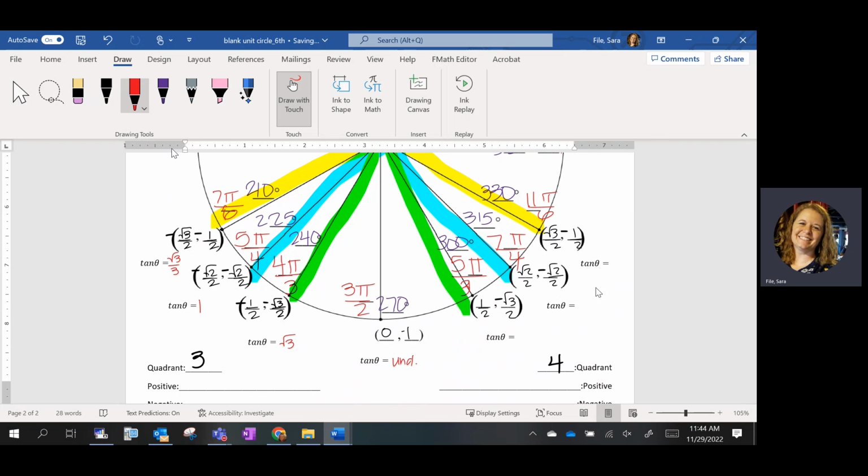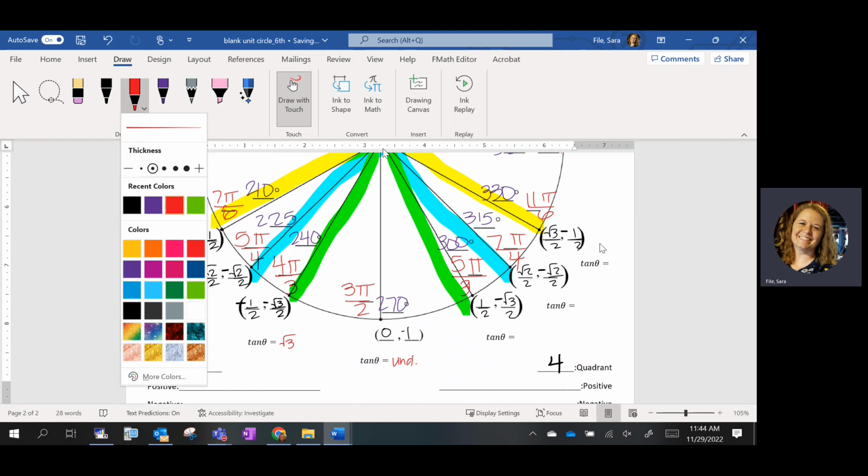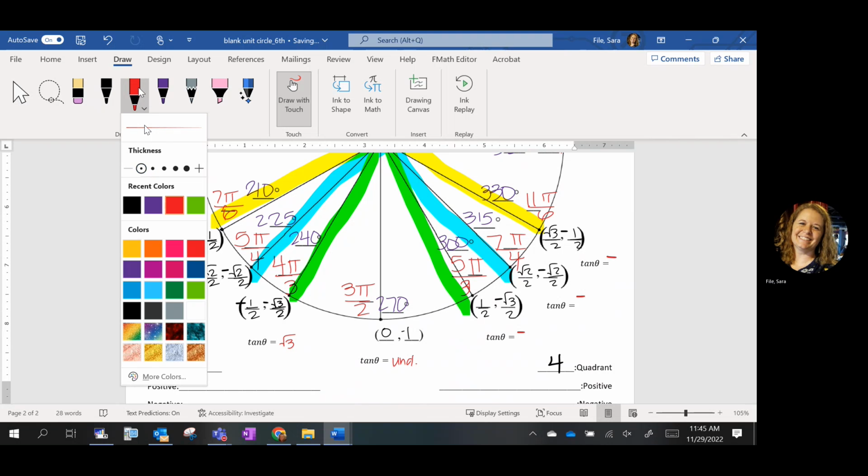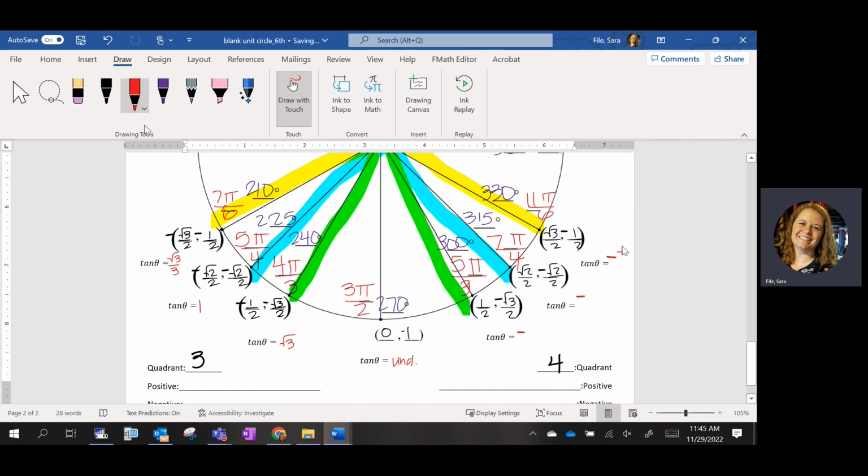Quadrant 4. Sine is negative, cosine's positive. A negative divided by a positive is negative. Tangent should be negative in this quadrant. But the numbers are the same. Root 3 over 3 here, 1, and root 3.